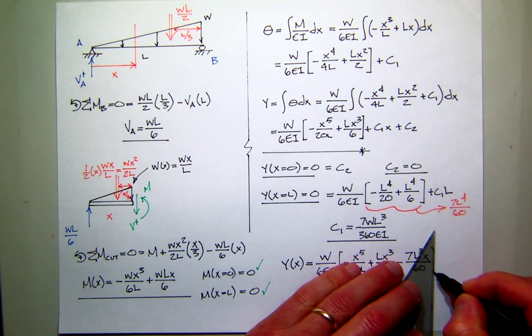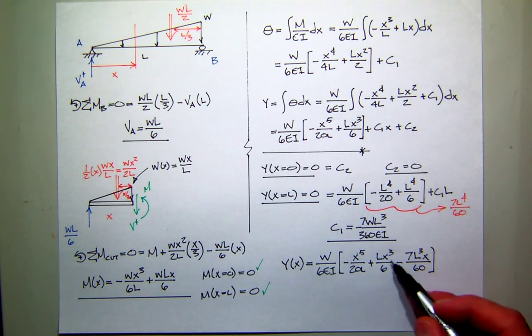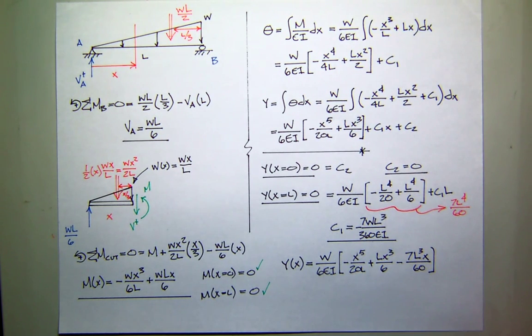It's looking okay. Let's check the units. These are going to have length units of 4. Why did I get minus 7L cubed x over 360? Well, I pulled 6 out, right? Okay. That's right.